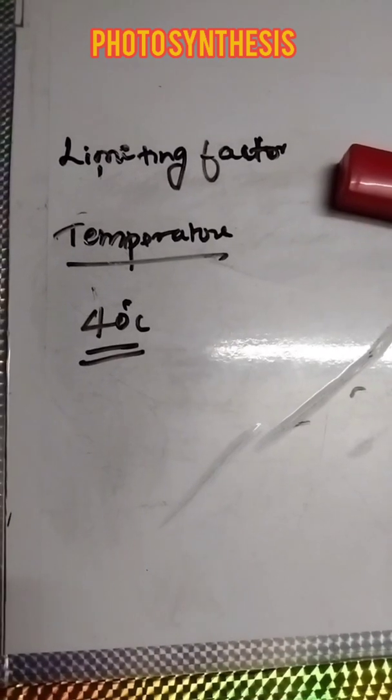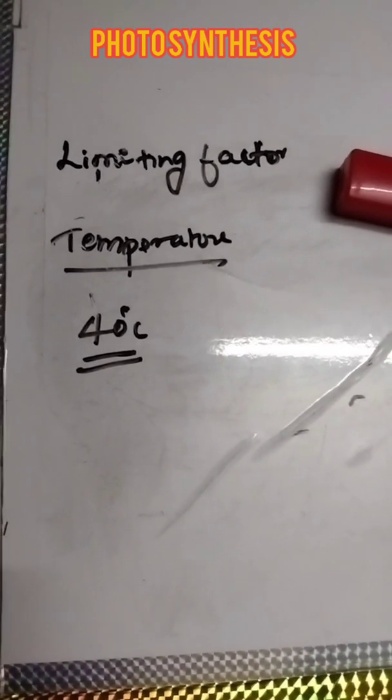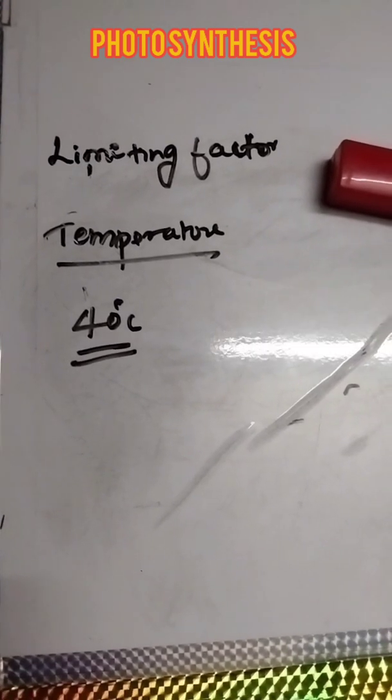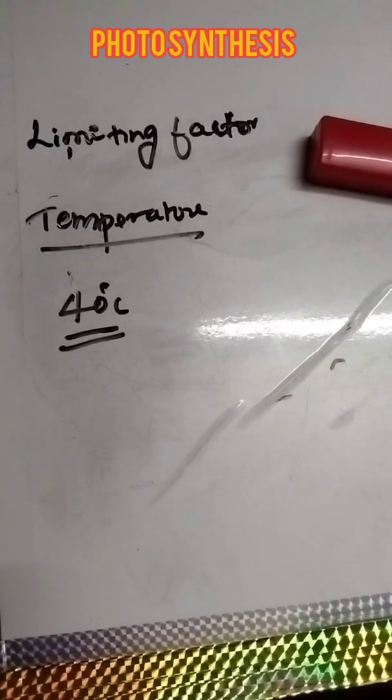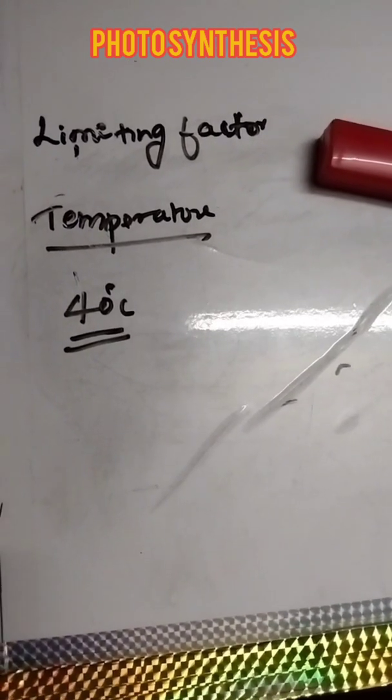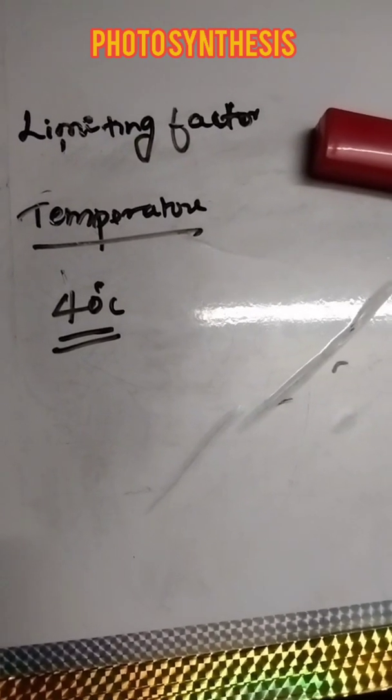The limiting factors are temperature, sunlight, and carbon dioxide. If you give more carbon dioxide beyond a certain maximum limit, photosynthesis will not increase. And if the sunlight is more, then also photosynthesis will not increase. If the temperature is excessive, then the photosynthesis rate will decrease.